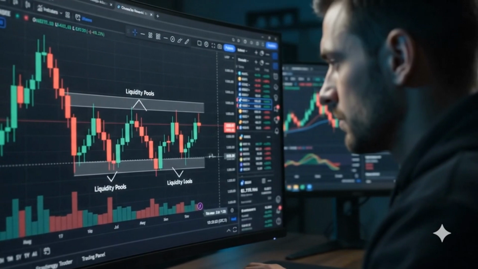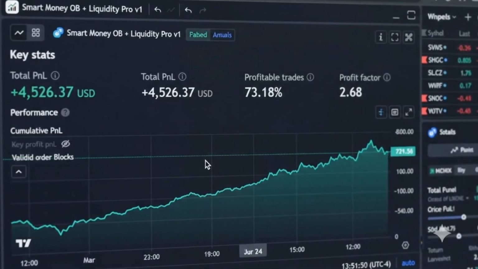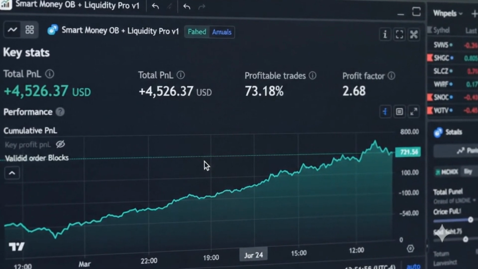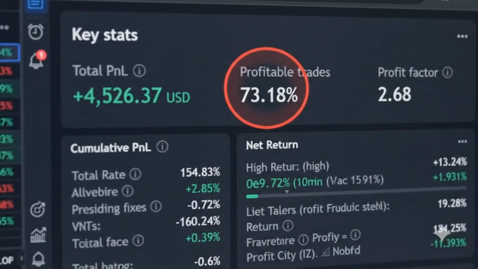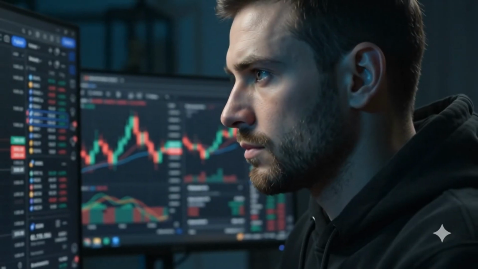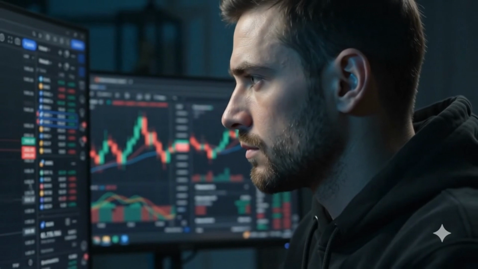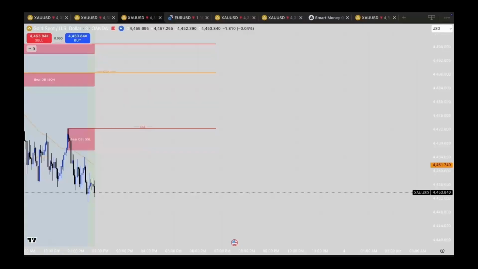With a verified win rate above 70%, this indicator provides clear buy and sell confirmations, helping traders capture major market moves while avoiding low-quality setups. We'll break down every trade one by one, including both winning and losing trades, so you can see exactly how the indicator performs in real market conditions. Let's get started. What's up, traders?